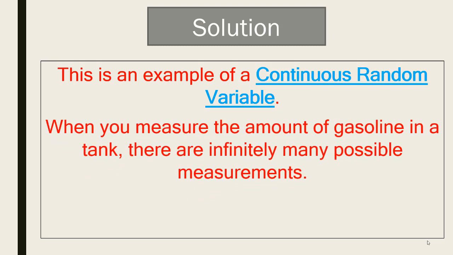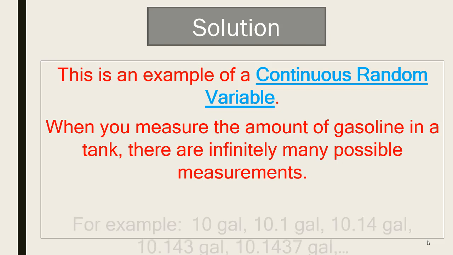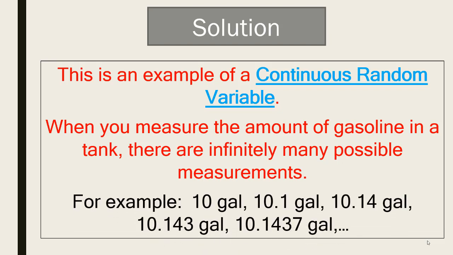Well, it all depends on the measurement, right? When you measure the amount of gasoline in the tank, there are infinitely many possible measurements. For instance, it could be 10 gallons. It could be 10.1 gallons, 10.14 gallons, 10.143 gallons, 10.1437 gallons. There's no end to how many different possible measurements there are. So that makes that continuous.